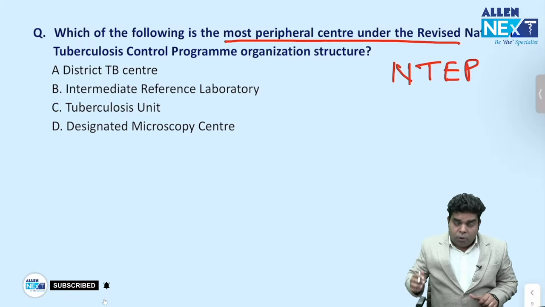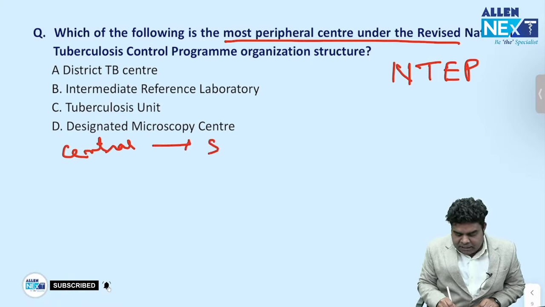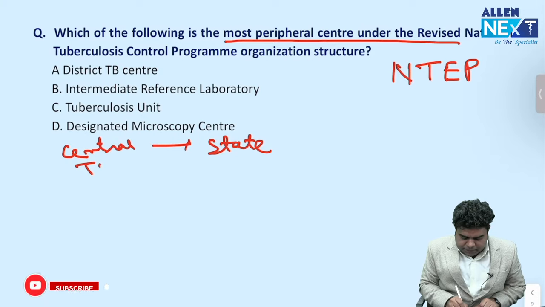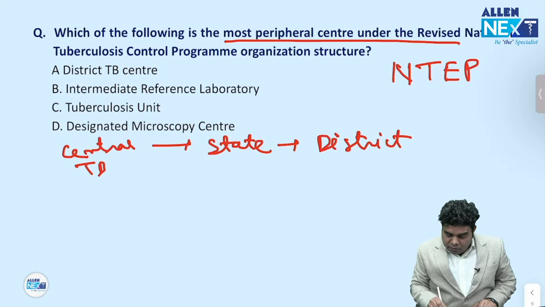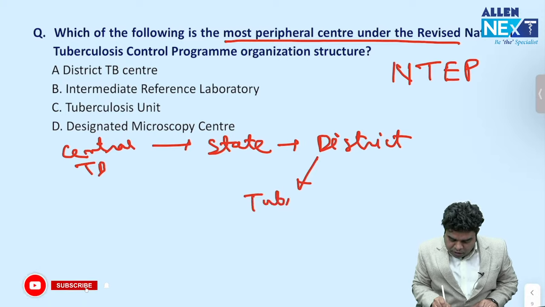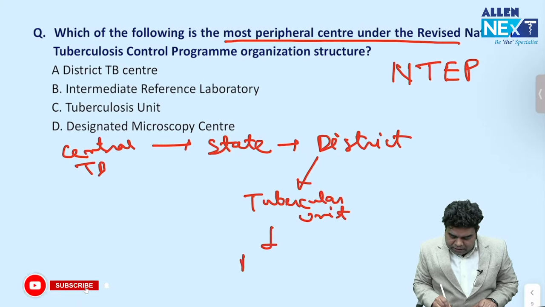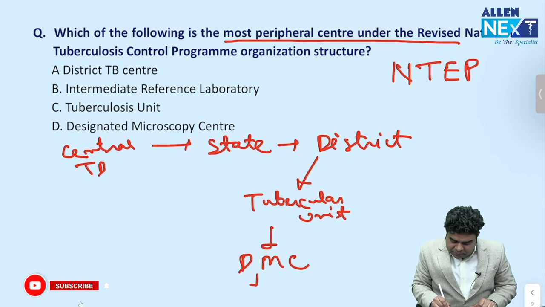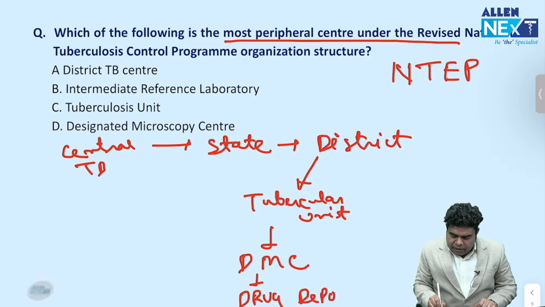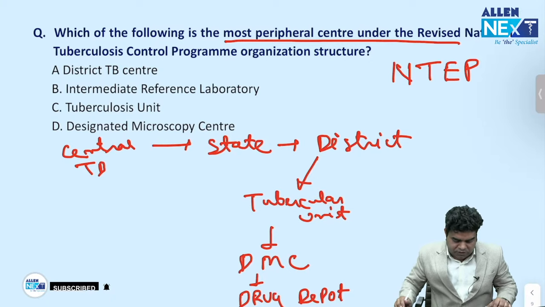Okay. So in NTEP, it starts with the Central TB Cell. Central TB Cell informs the State TB Unit, then the District TB Unit. Till here, nothing to remember. From district, information goes to the Tubercular Unit. From the Tubercular Unit, information goes to the Designated Microscopy Center, DMC. From DMC, it finally goes to the drug depot. The drug depot cannot do the testing. It can only give the medicine of course, TB.